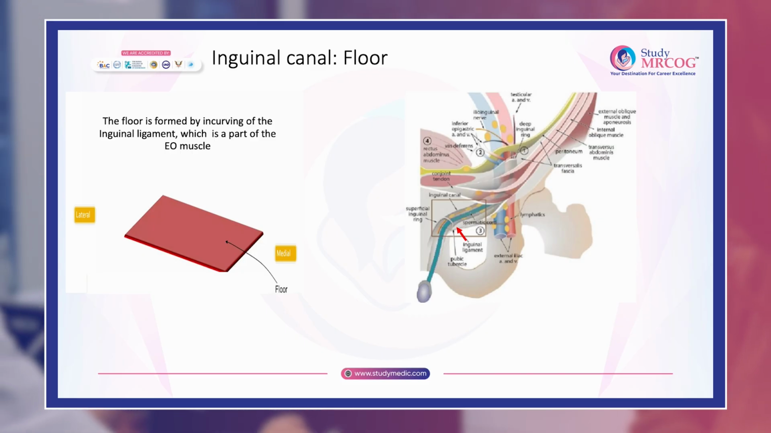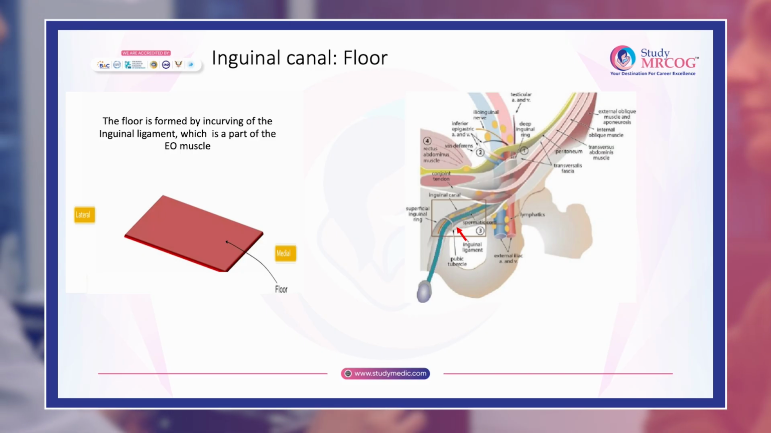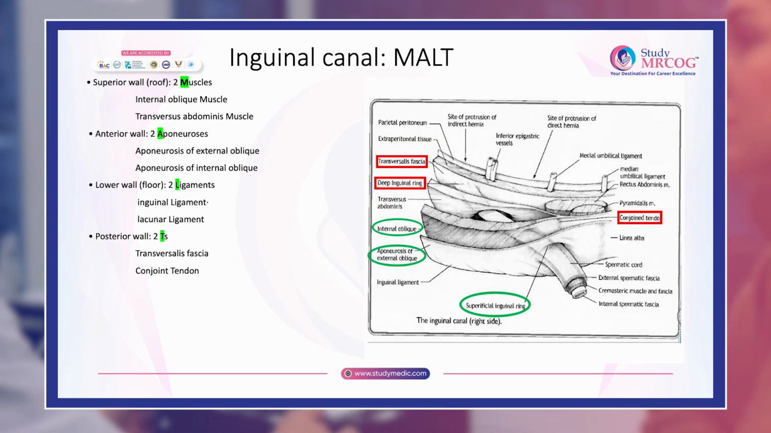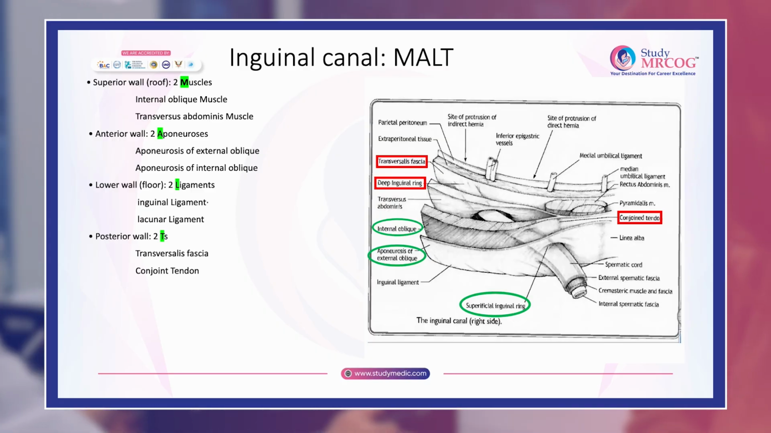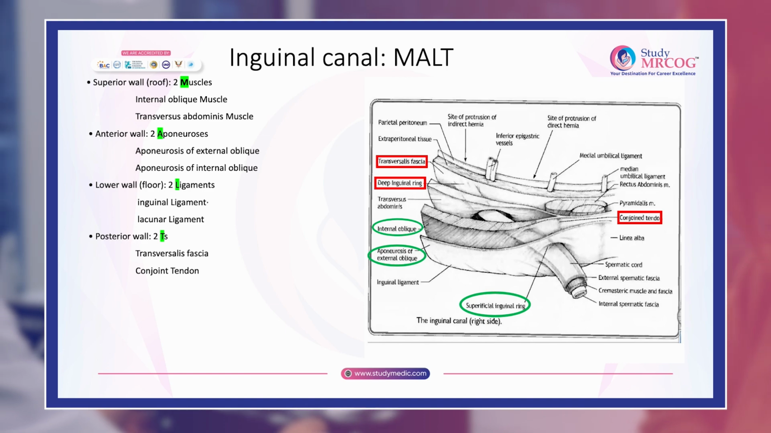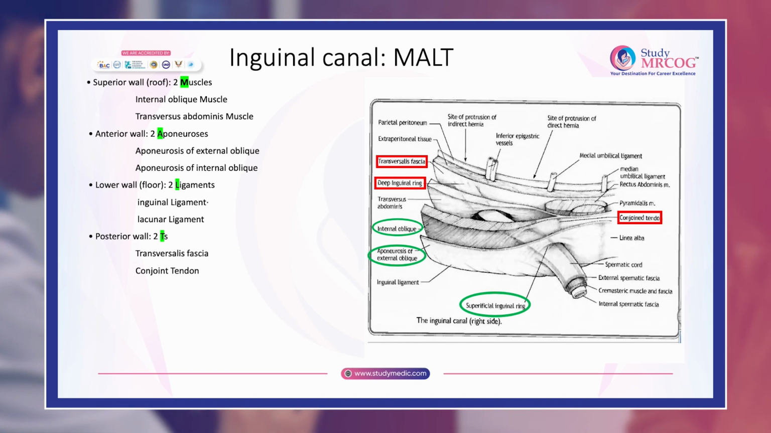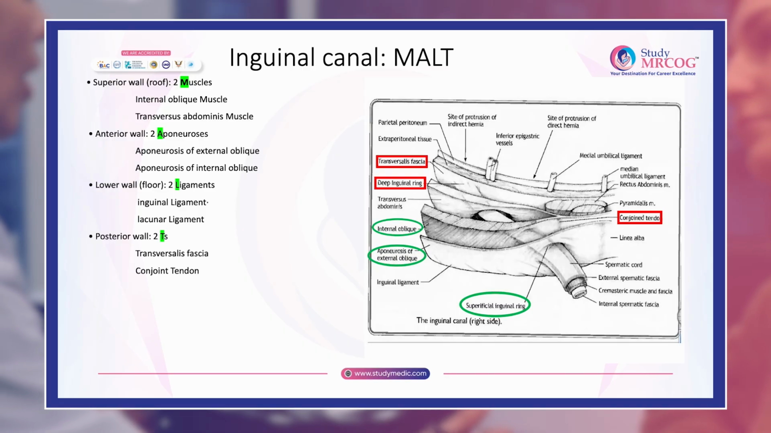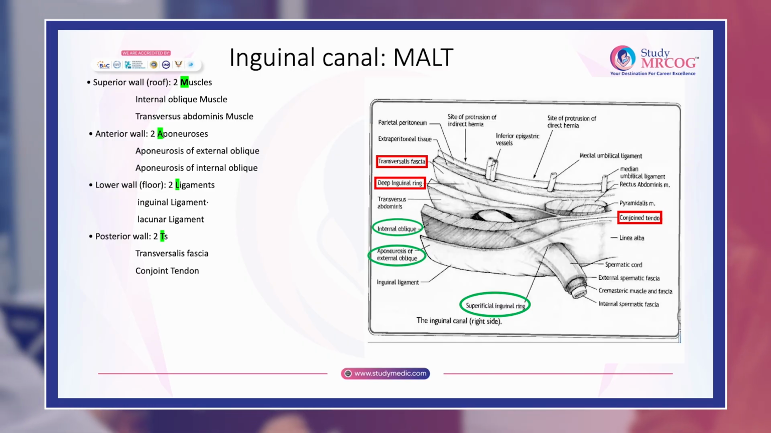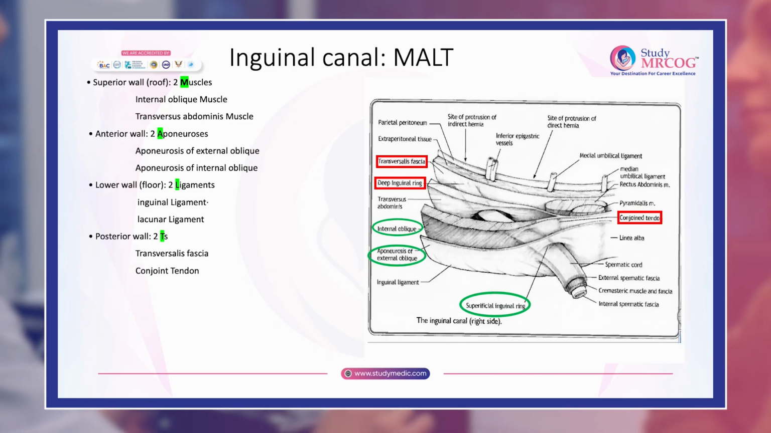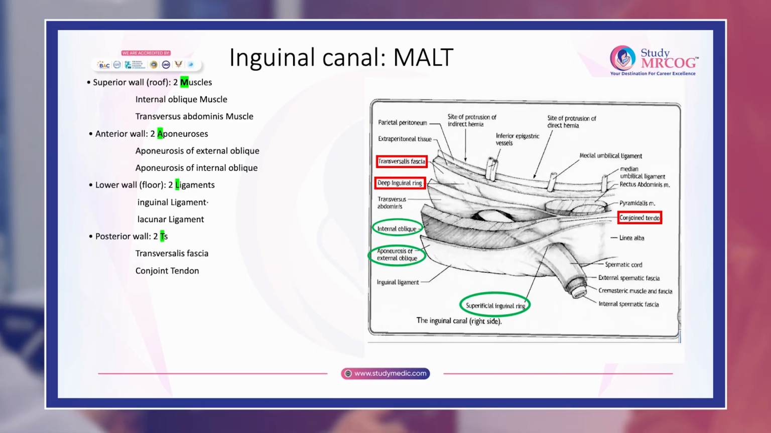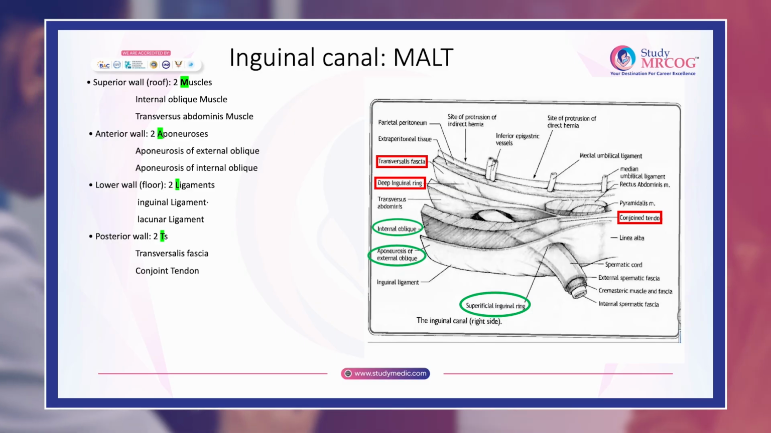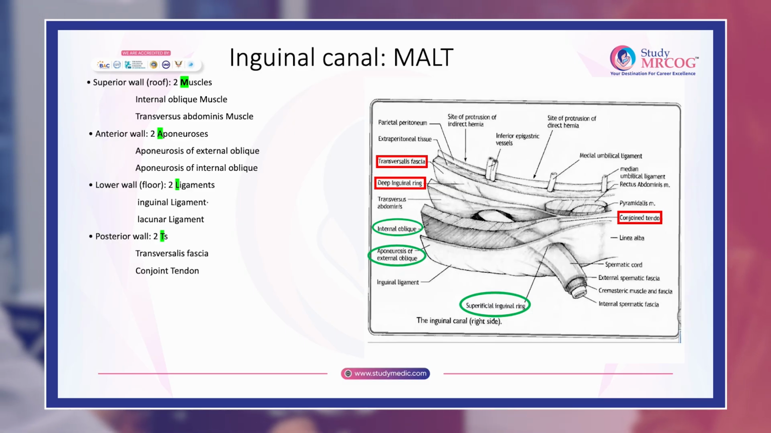So that completes the boundaries of the inguinal canal, and a useful mnemonic to remember it is the MALT. The roof is constituted by two M's, or the muscles, which are the internal oblique muscle and the transverse abdominis muscle. The anterior wall is formed by two aponeuroses, which is the aponeurosis of the external oblique and of the internal oblique. The lower wall or the floor is by two ligaments, which are the inguinal ligament and the lacunar ligament, and the posterior wall is the two T's, which is the tendon, the conjoint tendon, and the transversalis fascia.